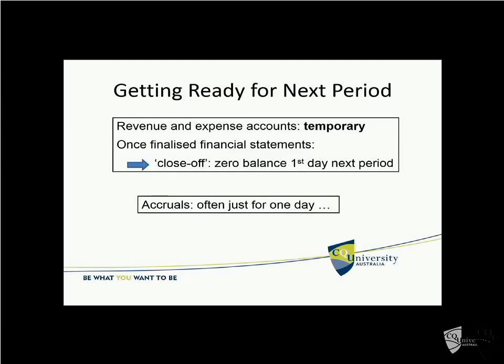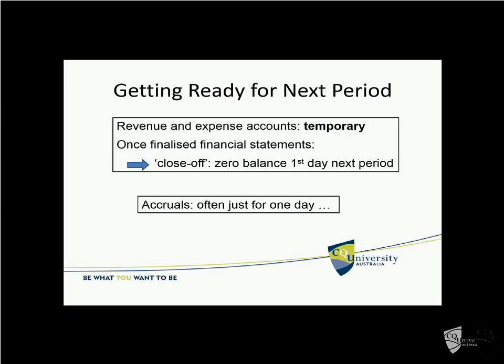But of course, the next step is we need to get ready for the next period. Once we've finalised our financial statements, we then need to do some closing entries to get everything ready to start from scratch and go forward. Key takeout from today is that revenue and expense accounts are temporary. The assets, liabilities, and equity keep going on. They're permanent accounts. We don't do anything to them. They just roll along. But revenue and expenses, we empty them out at the end of the period. They start each period at zero.